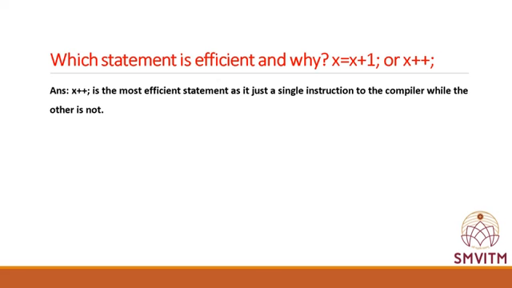Okay, the next question is, which statement is more efficient, x = x + 1 or x++? As you know, the statement which has fewer instructions, or takes less time to execute, will be more efficient. So here x++, the post increment or post decrement, is better when compared to x = x + 1 or x = x - 1.